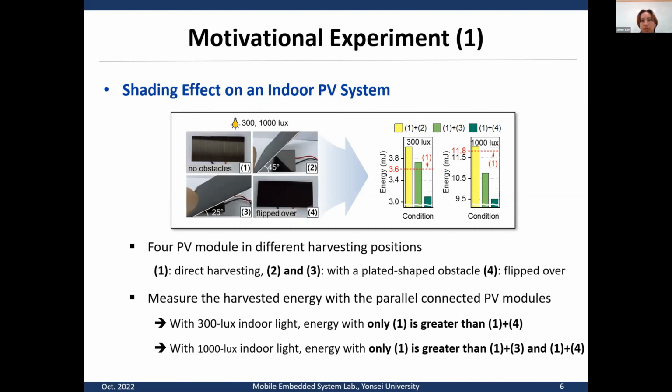We've experimented with the shading effect in various indoor conditions. We first set up 4 PV modules with different harvesting conditions, as shown in the figure on the left. And then we measured and compared the harvest energy when 2 of them were connected in parallel. The figure on the right shows the result. As a result, we can see that the harvest energy in some situations was quite lower than using only 1 module due to the shading effect. So this indicates that the shading effects must be handled to maximize the harvesting power.